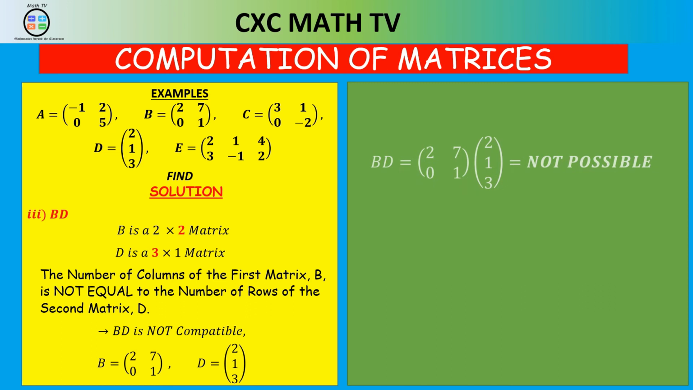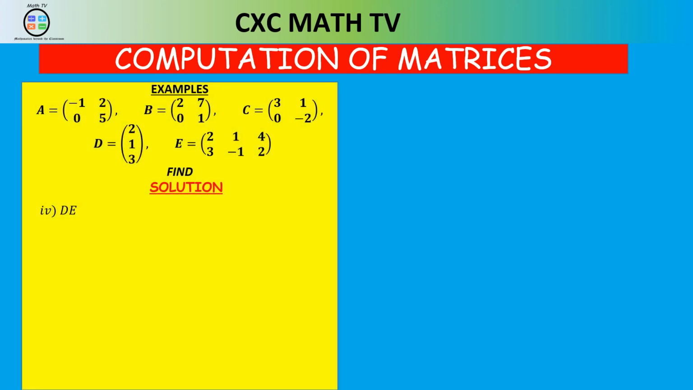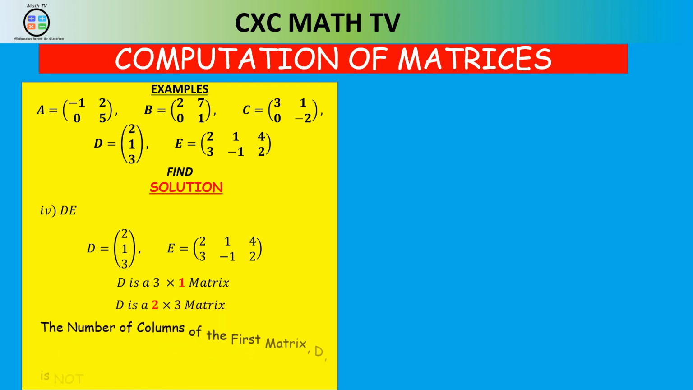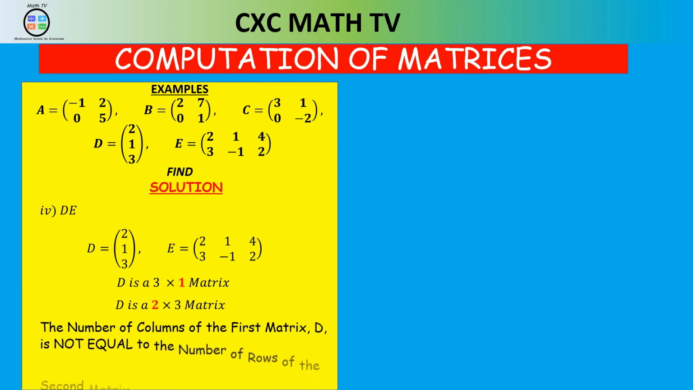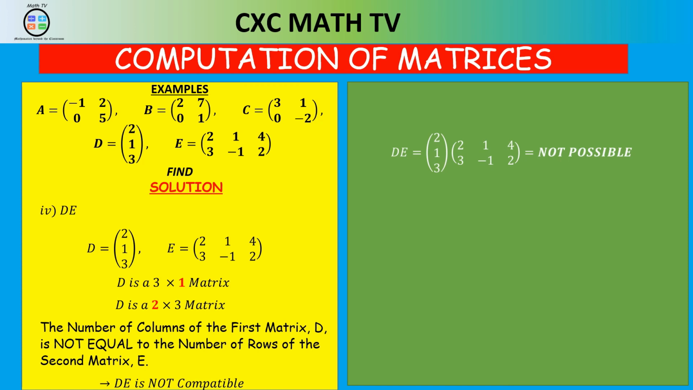What about finding D times E? Can we do that? Now, if you had said we cannot do that, you are absolutely right. We see that D is a 3 by 1 matrix and E is a 2 by 3 matrix. So we see that the number of columns of the first matrix D is not equal to the number of rows of the second matrix E, because D has one column but E has two rows, and so D times E is not possible.